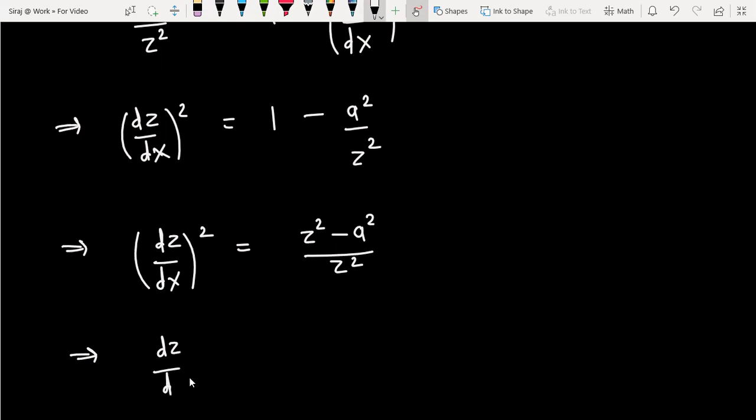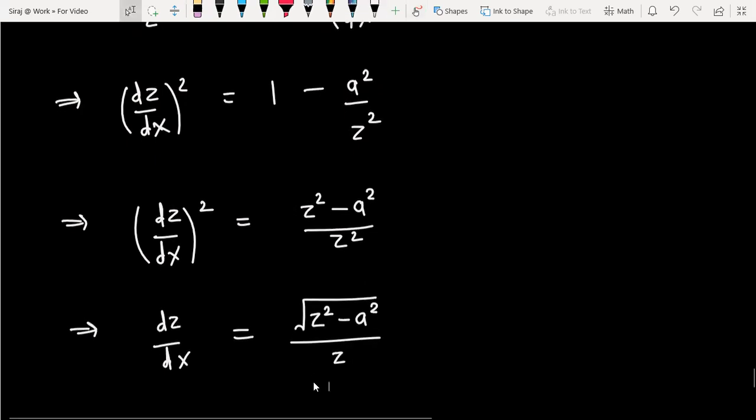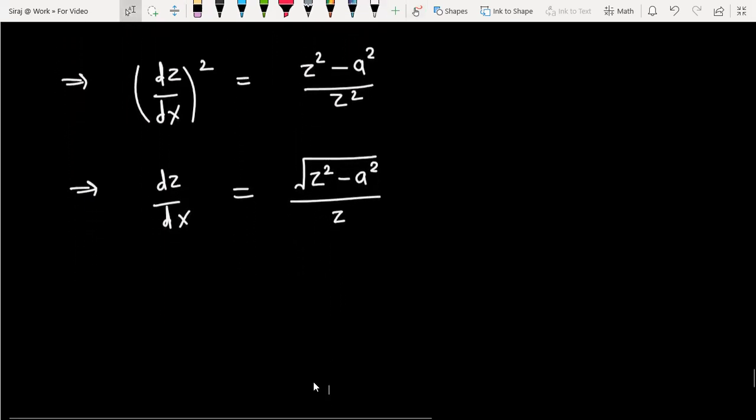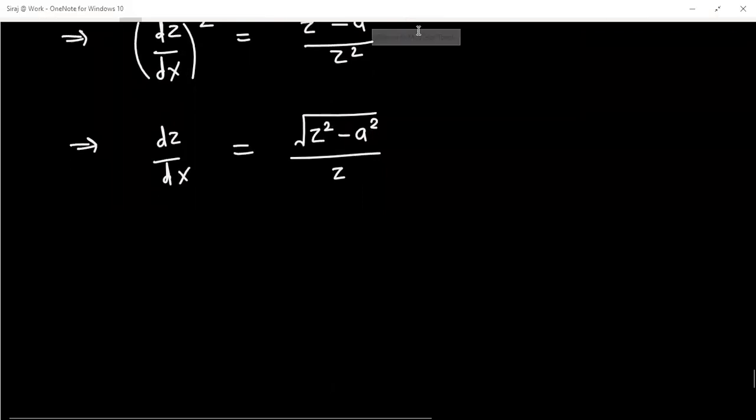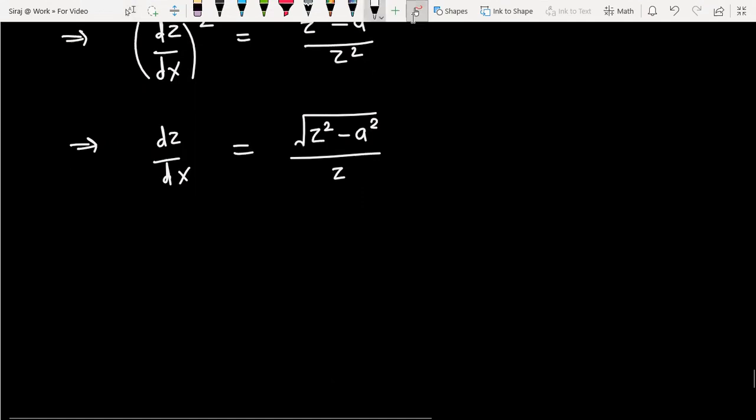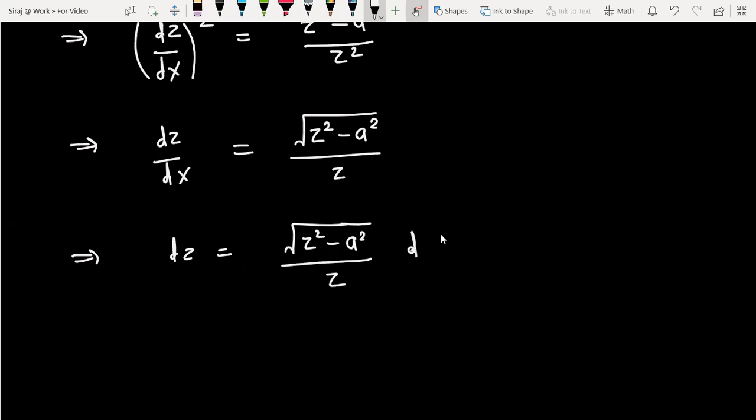After taking square root, it will become dz by d capital X, it is equal to square root of z square minus a square and upon z, and now we can separate the derivatives. अभी हम इसे वेरिएबल सेपरेबल फॉर्म में कन्वर्ट कर सकते हैं. So separate the derivatives. We will get dz, that is equal to square root of z square minus a square upon z into dx.